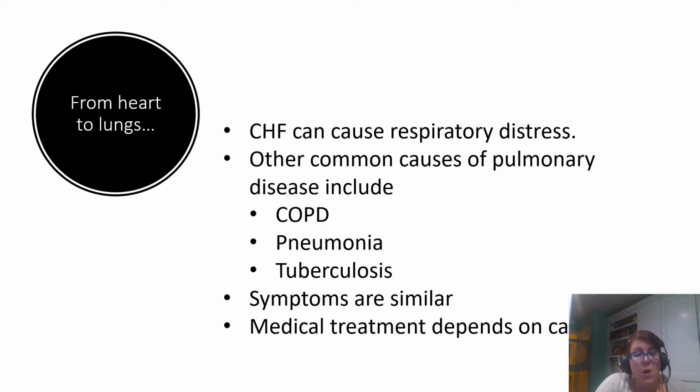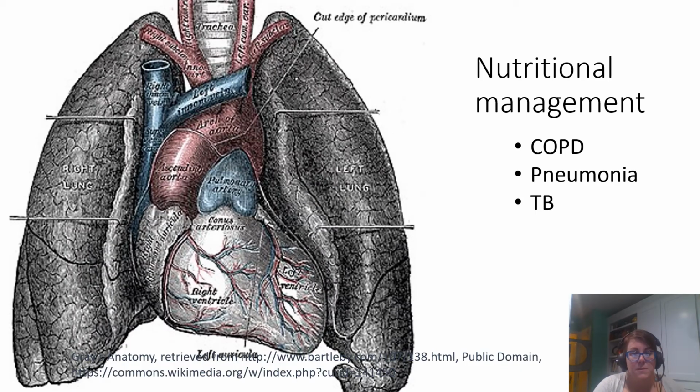Okay, so let's move from the heart to the lungs. Congestive heart failure can cause respiratory distress, and this has implications for nutrition. But we also have other common causes of pulmonary disease, including COPD, pneumonia, and tuberculosis. The symptoms may be similar: cough, respiratory distress, shortness of breath, activity intolerance, but the medical management is going to depend on the causative underlying process. So let's talk about the nutritional management of COPD, pneumonia, and TB.